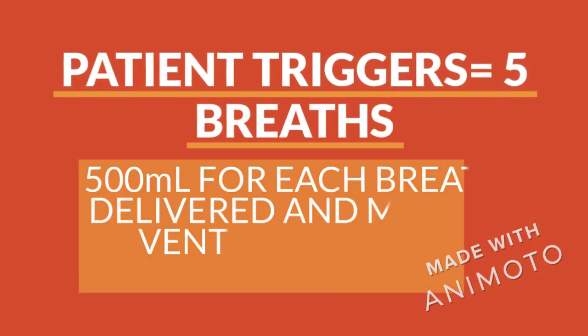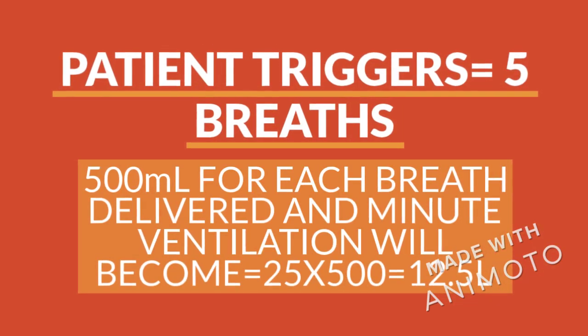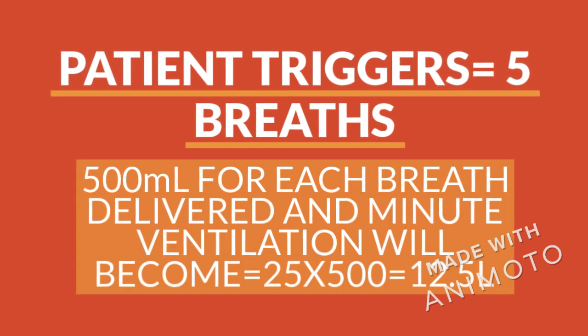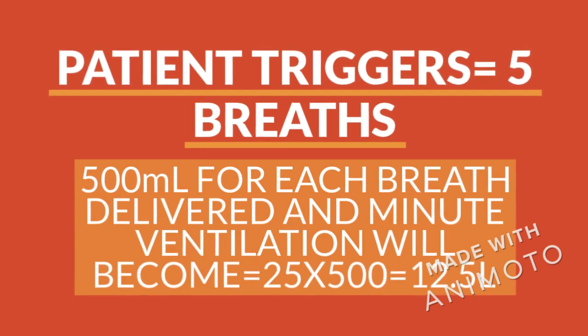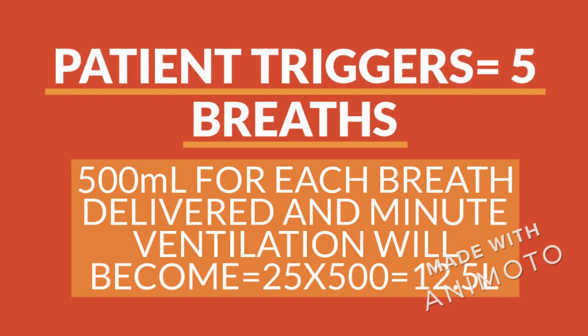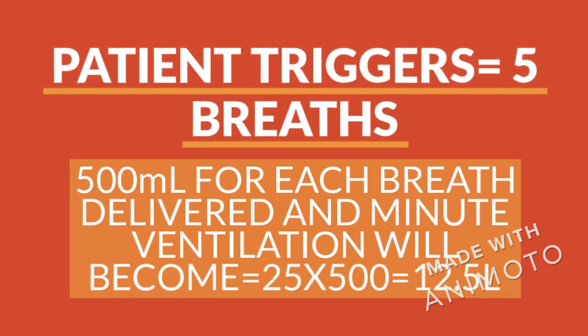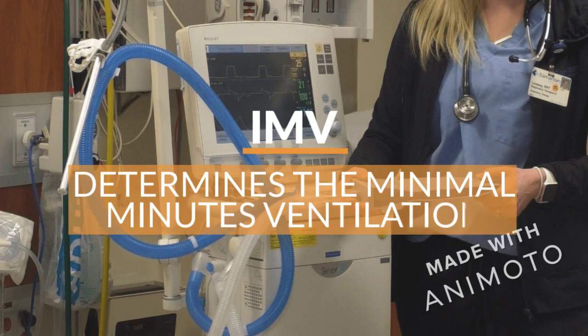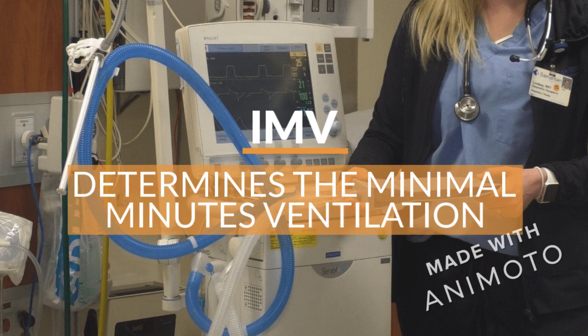That's simple, but what if the patient triggers 5 additional breaths? Then what happens? The ventilator will deliver the set amount of tidal volume, that is 500 ml, for each breath. Then the minute ventilation will become 25 breaths times the tidal volume of 500 ml, which is equal to 12.5 liters.